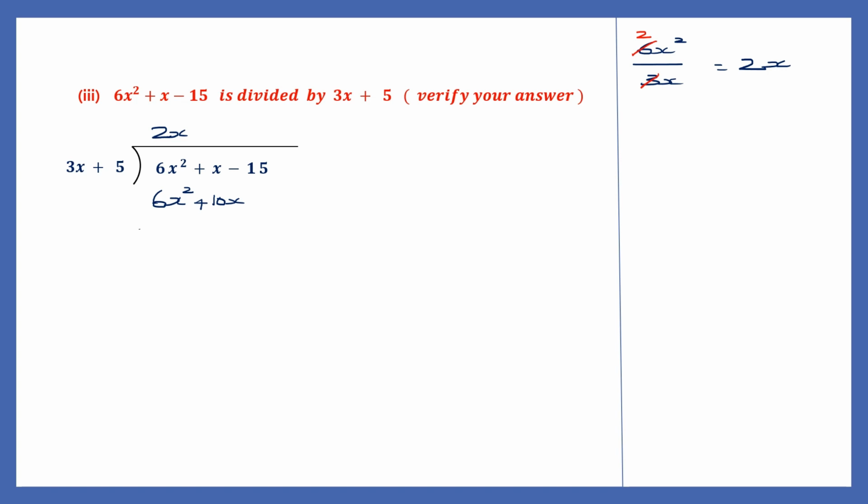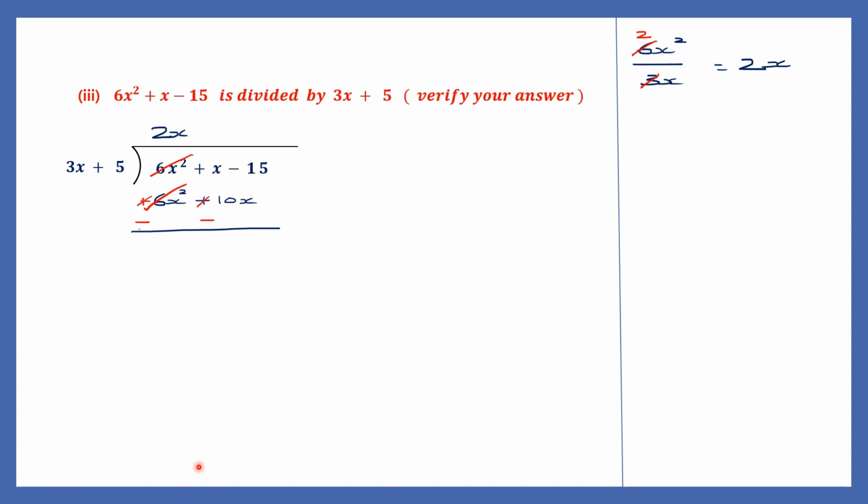Now we have to subtract. So here when we subtract, the signs change. This is a plus sign. This becomes minus. This also becomes minus. Now here we have plus 6x square minus 6x square. That's equal to 0. So let's cancel it.